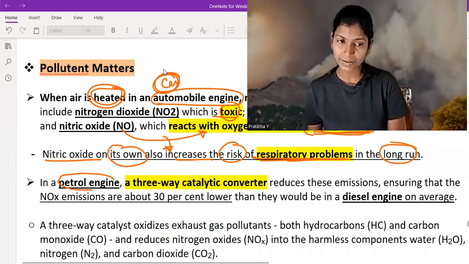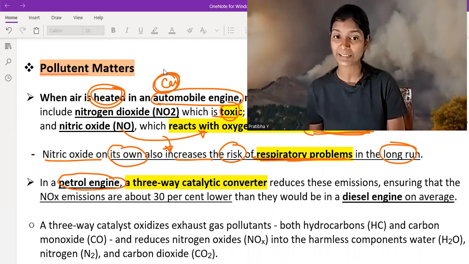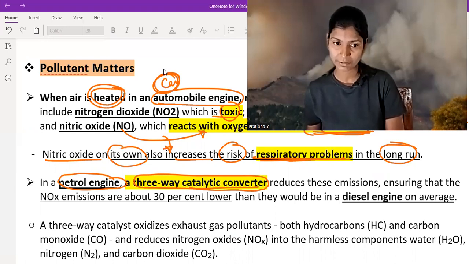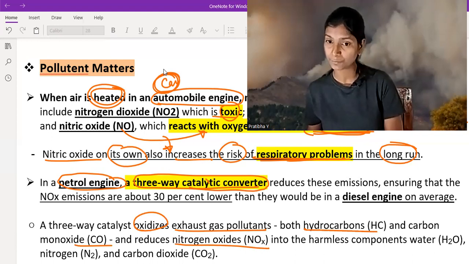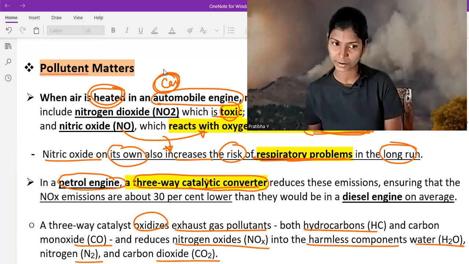There are two types of engine: diesel engine and petrol engine. In a petrol engine, a three-way catalytic converter is used. What is a three-way catalytic converter? This three-way catalyst oxidizes exhaust gas pollutants, both hydrocarbons and carbon monoxide, and reduces nitrogen oxide into less harmful components like water, nitrogen, and carbon dioxide.